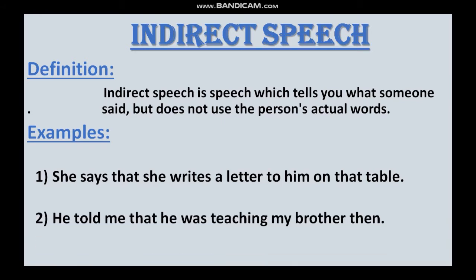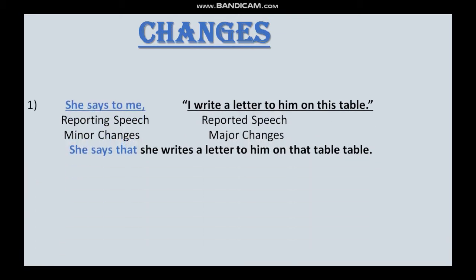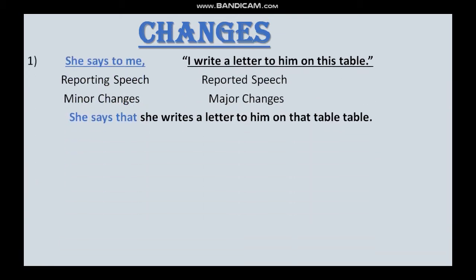Okay students, he told me that he was teaching my brother then. So it is also indirect speech. For an explained example, you can see the changes here. I have shown here the first sentence of direct speech. "She says to me" is reporting speech, and the changes in reporting speech are called minor changes, and those changes which occur in reported speech are called major changes. You see here, "she says that": these changes are called minor changes, and "she writes a letter to him on the table": it is what? Major changes.